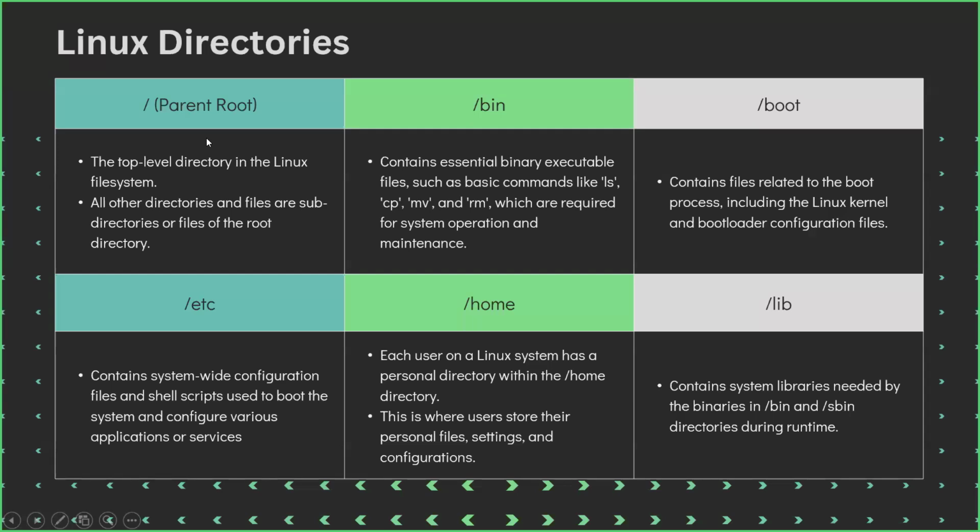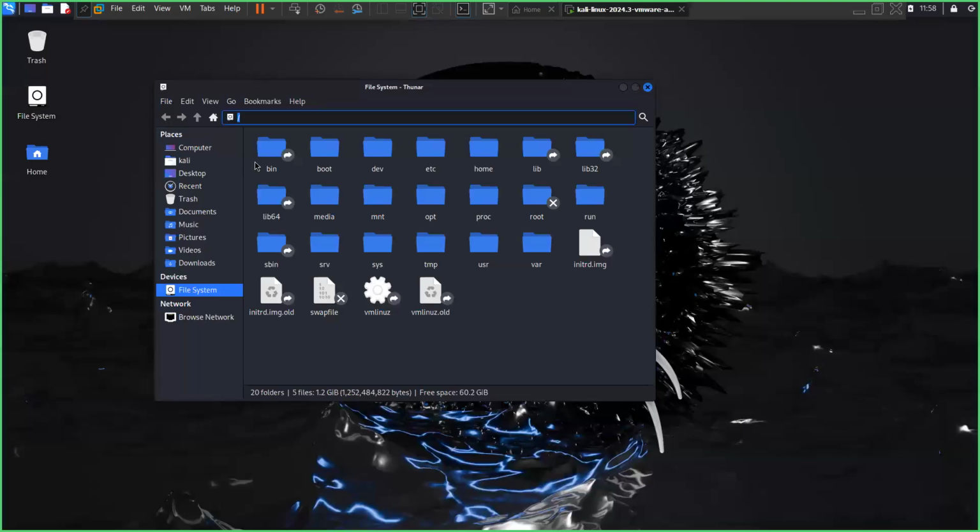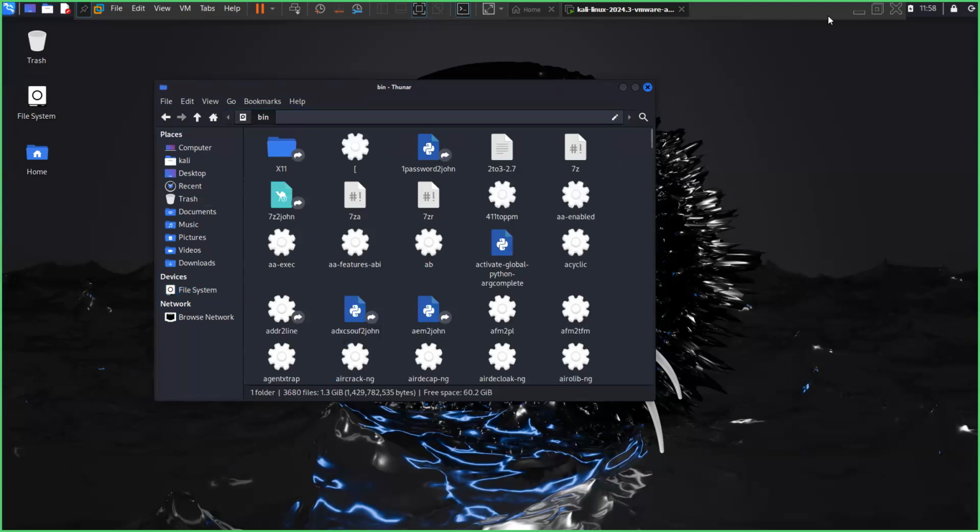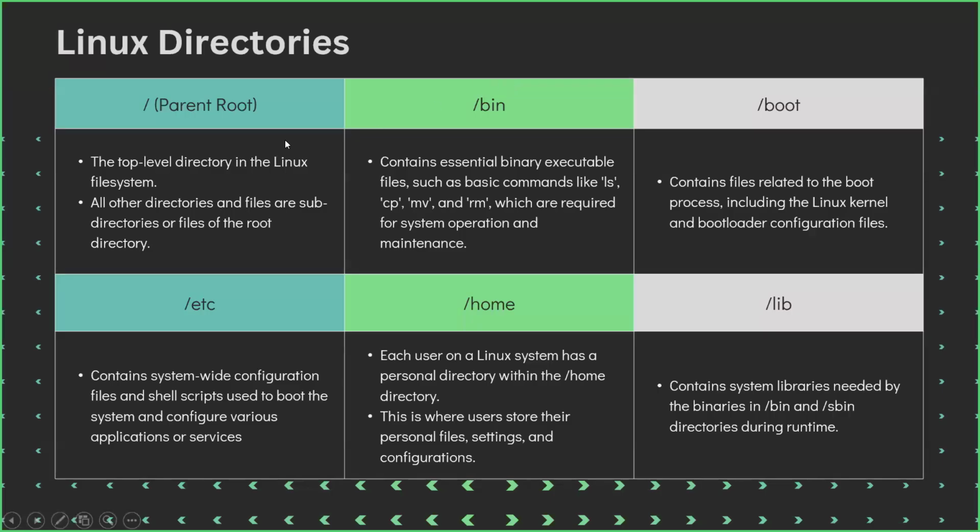Under the parent root, you have all these other directories: bin, boot, dev, etc, home, lib, etc., and each of them has its own purpose. The first folder we talk about today is the bin directory. Bin stands for binaries. By binaries I mean the commands which you can execute in the Linux terminal. So bin contains essential binary executable files. All the basic commands for listing, copying, moving, creating, and deleting files are stored as scripts in the binary folder.